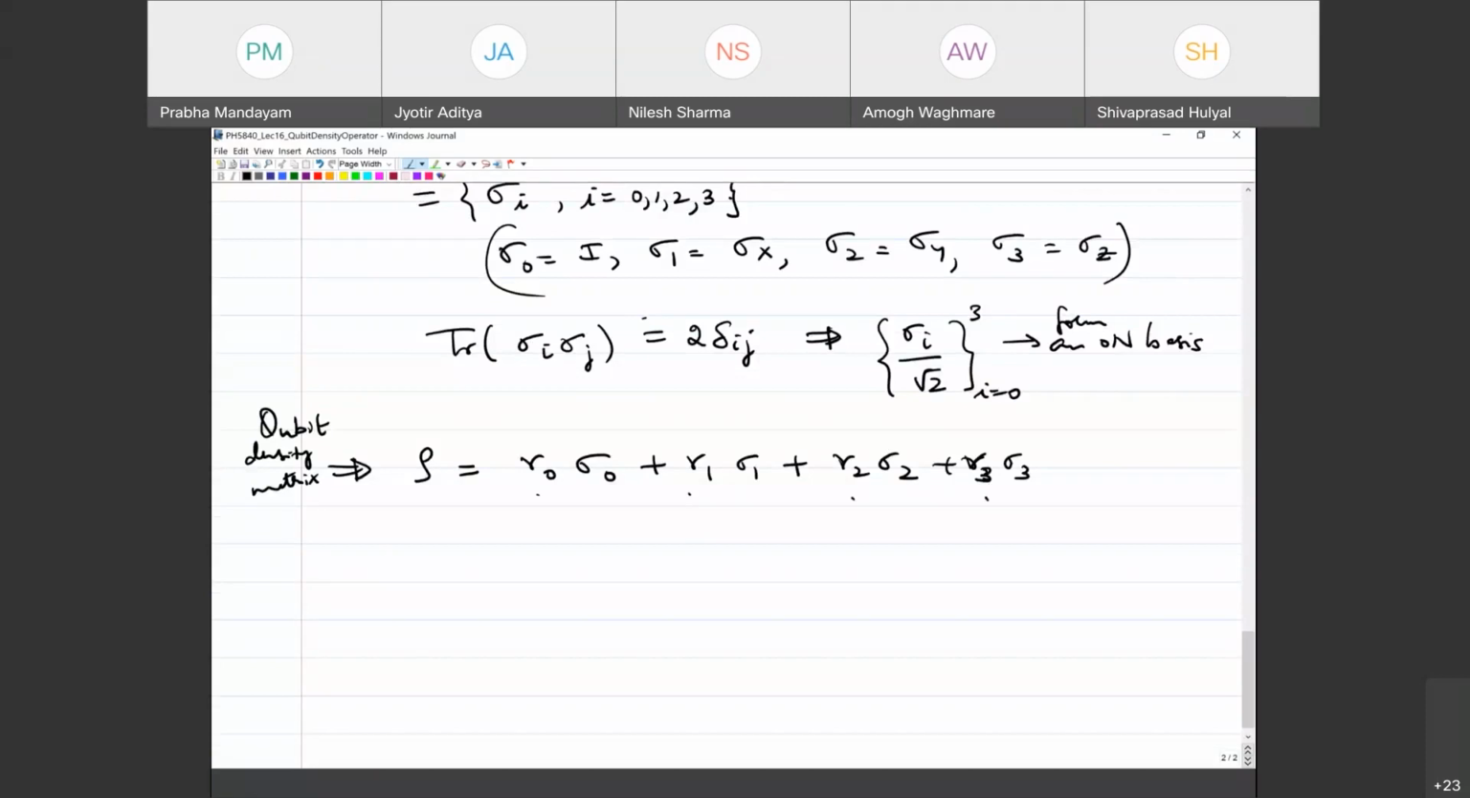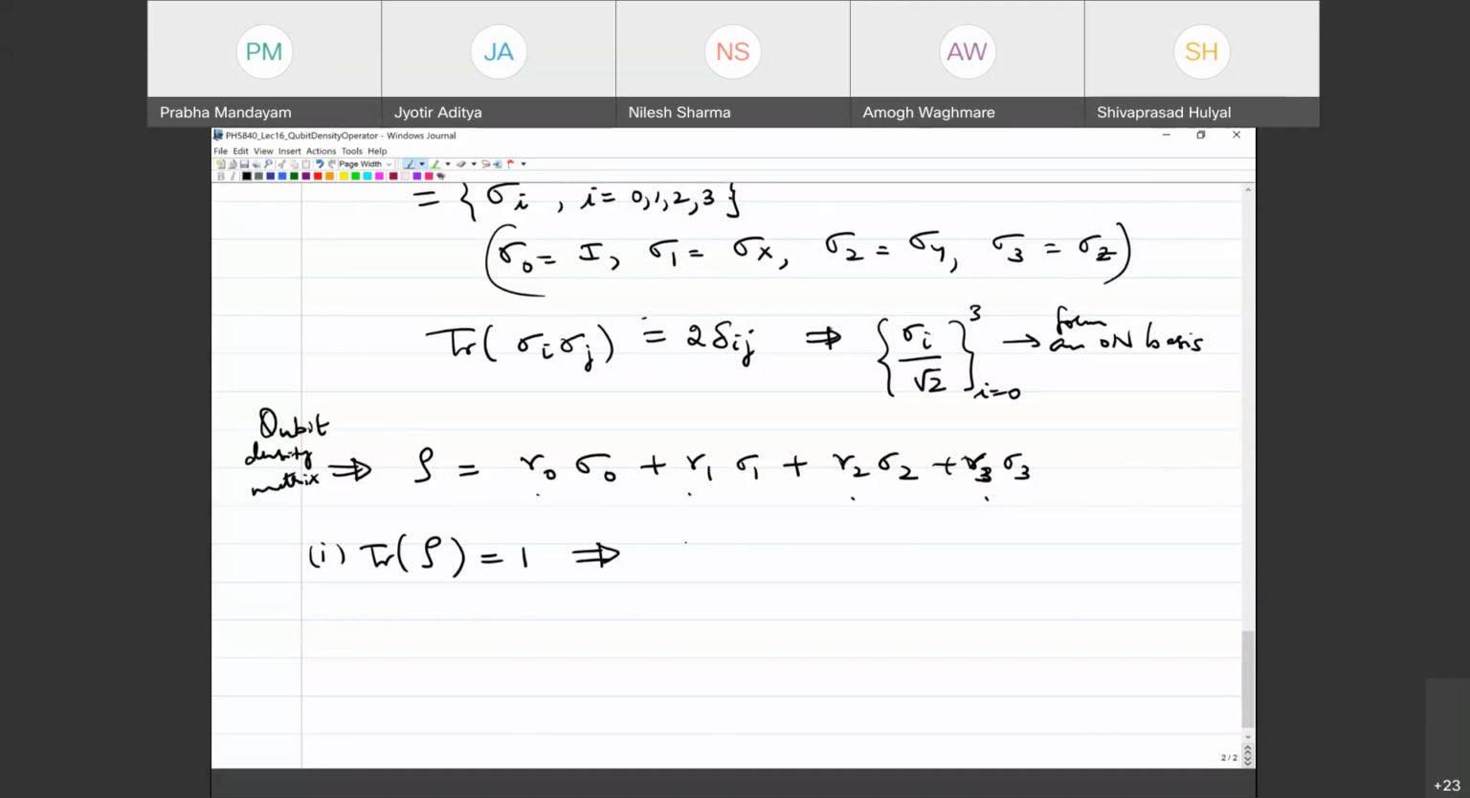to satisfy the properties of a density matrix? Okay, so what are the properties that you can identify? So first note that trace rho must be 1, right? This is one property. So what does this imply? Quick, what does this tell me about R0, R1, R2, R3? R0 should be half. Okay, good. So R0 should be half.